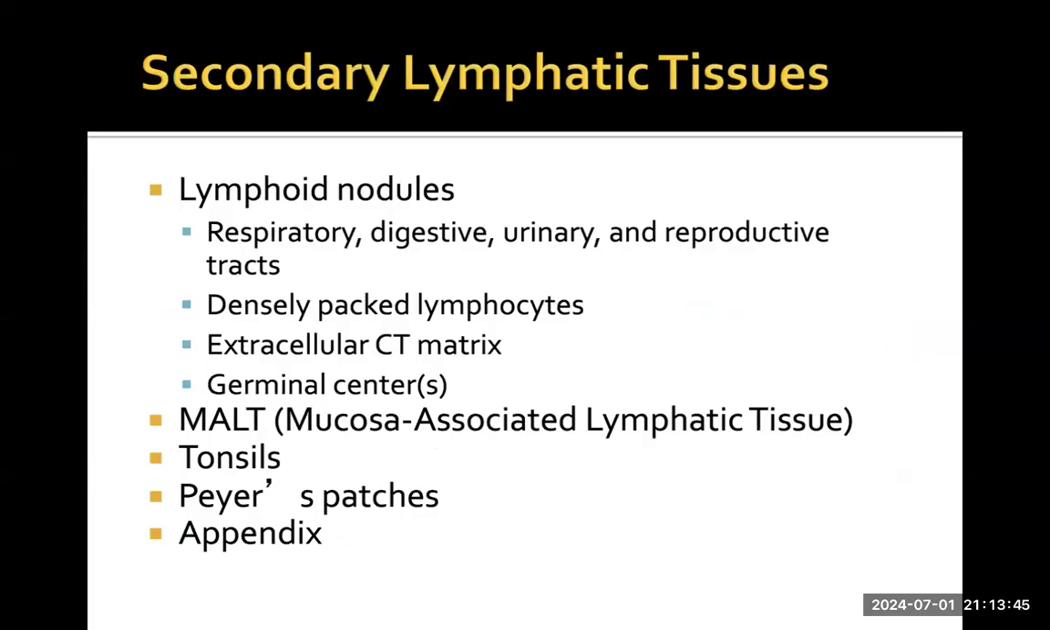The secondary lymphatic tissues, so the lymphoid nodules, are going to be in the respiratory, digestive, urinary, and reproductive tracts. These are going to be densely packed lymphocytes that tend to clump together and fill up when you are sick, because you'll have more white blood cells in your body when you're fighting an infection, which is why it becomes sort of tender or sore in those areas. And then the extracellular connective tissue matrix is also present in the lymphoid nodules, and these are where your germinal centers are present. Also, you have MALT, which is mucosa-associated lymphatic tissue, tonsils, Peyer's patches, and the appendix.